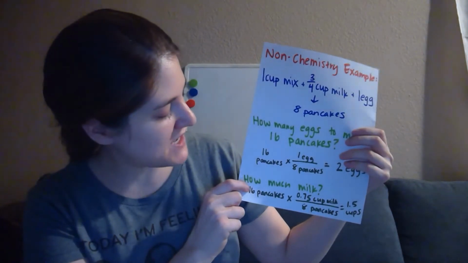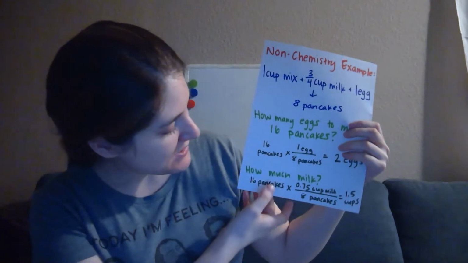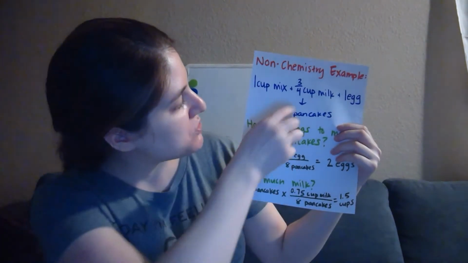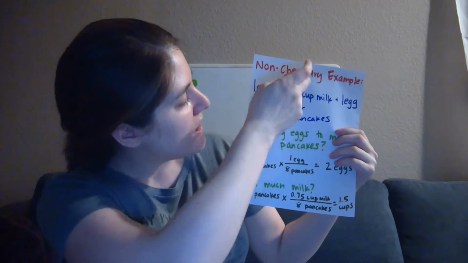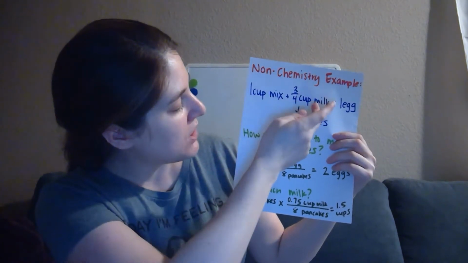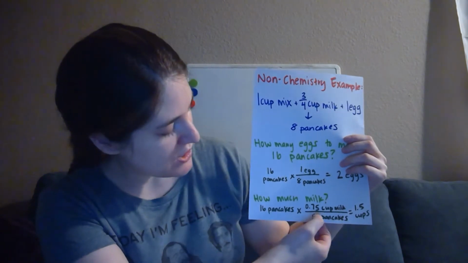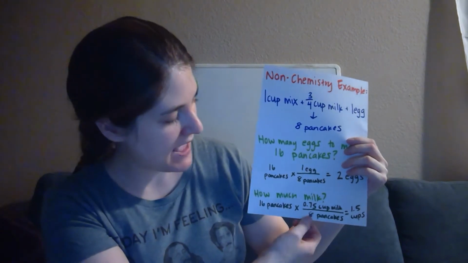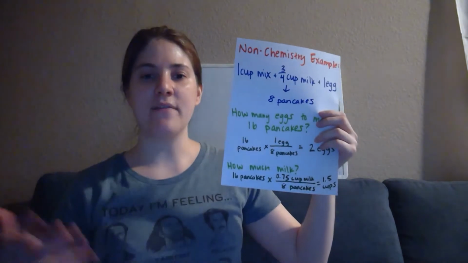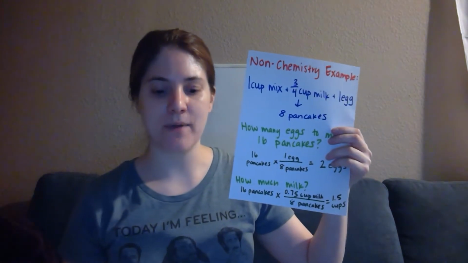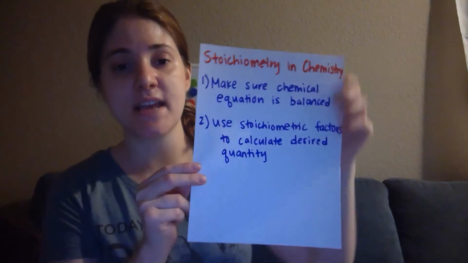Likewise, if you wanted to figure out how much milk you would need, you would use the relationship between milk and pancakes. For every 3/4 cups of milk, you can make 8 pancakes. So 16 pancakes times 0.75 divided by 8, you would need 1.5 cups of milk in order to double that recipe.